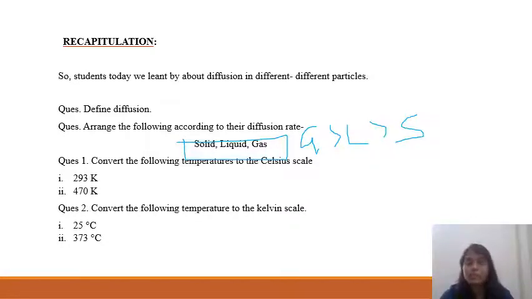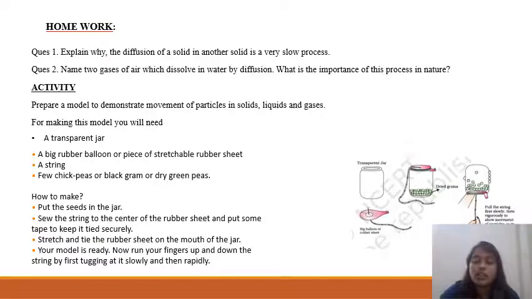Okay students? Now, your homework time. So, in homework, what else? Question number 1. Explain why the diffusion of a solid in another solid is a very slow process. You just have to explain it. And question number 2. Name two gases of air which dissolve in water by diffusion. What is the importance of this process in nature? Just write down the answer.